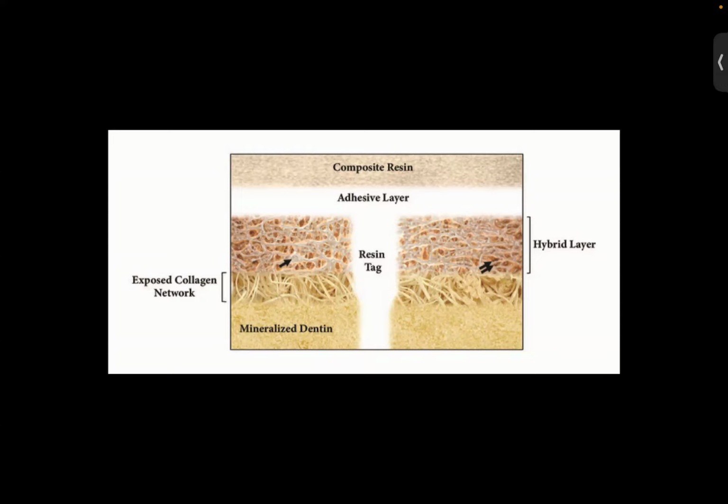Okay, I hope you all got this. I tried to explain it in the easiest way possible. So basically, this is what hybrid layer is. This is going to give us better bond. It is going to act as a stress absorbing zone and no micro leakage.